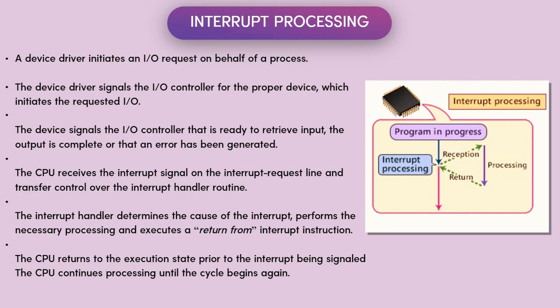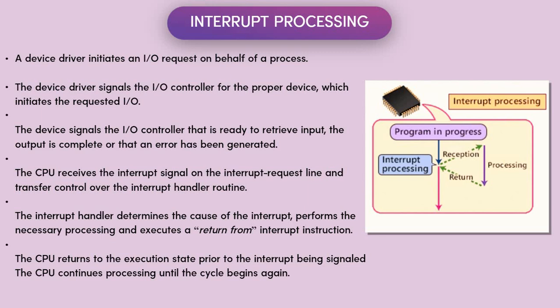Interrupt request. An interrupt request is generated by an external device and sent to the processor. The device assigns a specific interrupt line to indicate the type of interrupt. Interrupt acknowledgement. The processor receives the interrupt signal and identifies the source of the interrupt. Context switch. The processor saves the current execution context, including the program counter and register values, onto the stack.